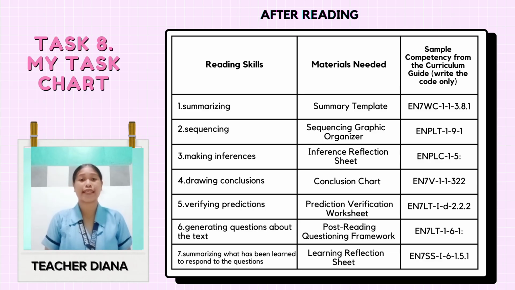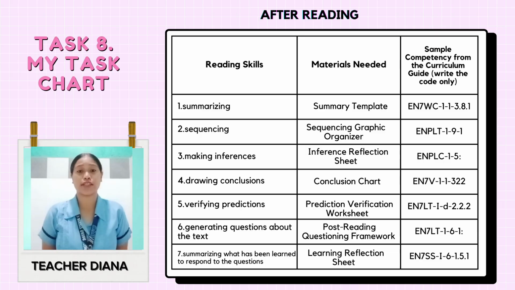Number 3, reading skill: making inferences. The materials needed: inference reflection sheet. The sample competency from the curriculum guide: EN7PLC-15. Reflecting on inferences made during reading helps solidify understanding. An inference reflection sheet allows students to articulate their thoughts and reasoning, enhancing their analytical skills. This curriculum code reinforces the importance of self-assessment in learning.